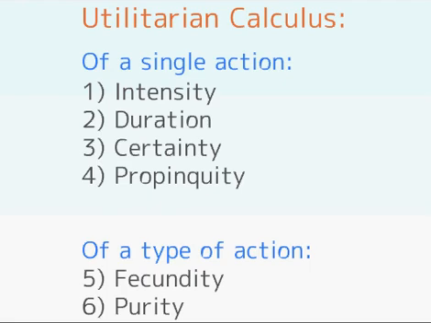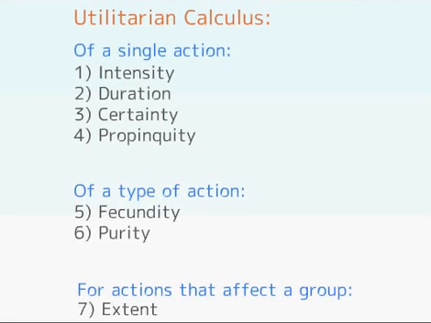Finally, there's a further consideration when we're thinking about actions of groups. When we're thinking about whether a group ought to do something or whether an action is good for a group, we also want to consider the extent. And extent here just means the number of people that are affected. So, if I want to, say, give an extra credit assignment, my responsibility is to consider how many people in the group are going to be affected, not just the pleasure and pain caused by an extra credit assignment.